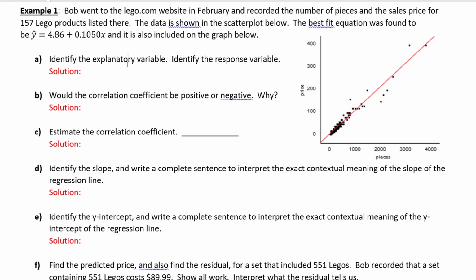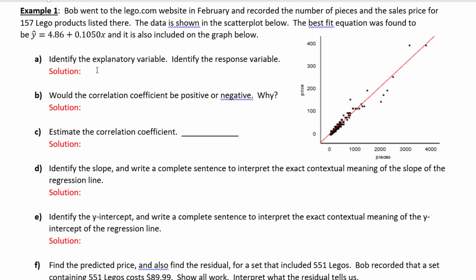This is Module 13. We're going to go through example 1. The problem reads as follows. Bob went to the Lego.com website in February and he recorded the number of pieces and the sale price for 157 Lego products listed there. The data is shown in this scatter plot. The best fit equation was found to be y hat equals 4.86 plus 0.1050x.